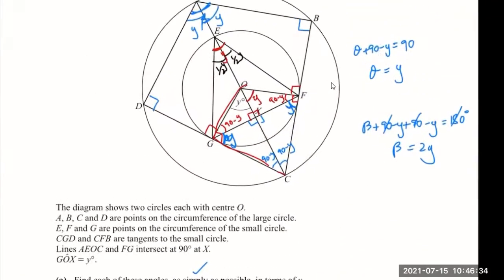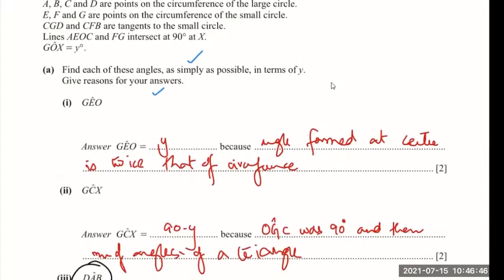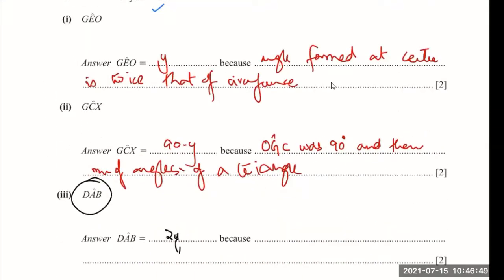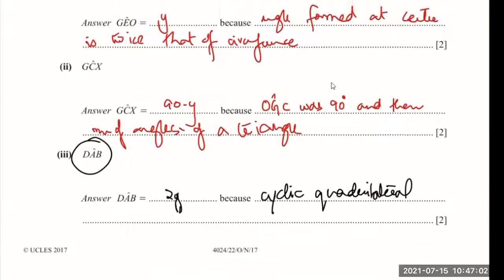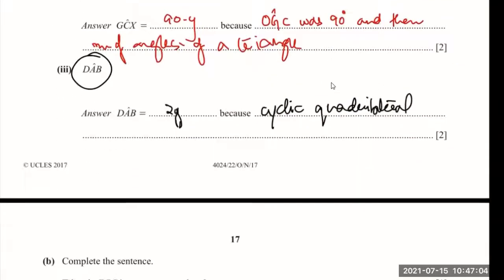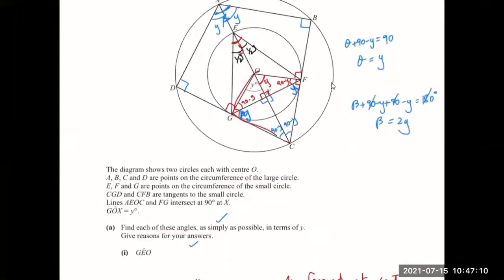DAB. What's DAB? DAB. Okay, I found this to be 2y, because cyclic quadrilateral. Okay, then the last one. But in fact, that's it. Then I have to prove congruence to you. Let's not go into that right now. But that is pretty much the crux of it.